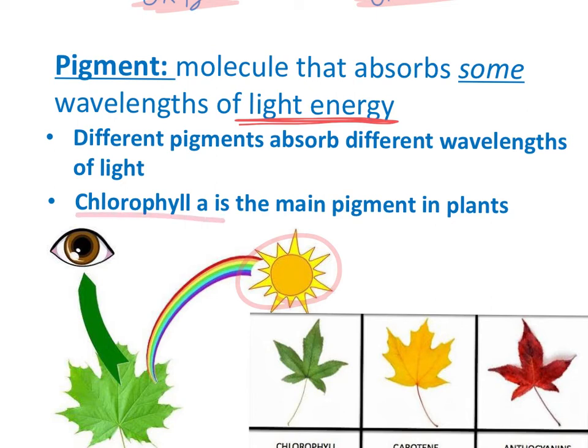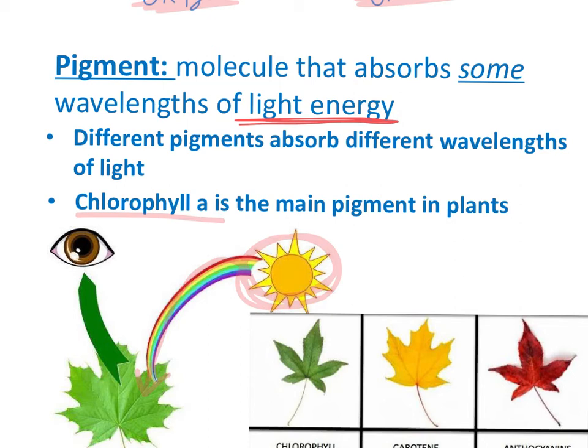Chlorophyll A, you've heard of chlorophyll for sure. Chlorophyll A is the main pigment in plants. Chlorophyll A is what gives plants their green color. So when sunlight hits chlorophyll A, the sun is emitting all wavelengths of light, and that plant is going to take in all of the usable light, and it will reflect the colors that are unusable.